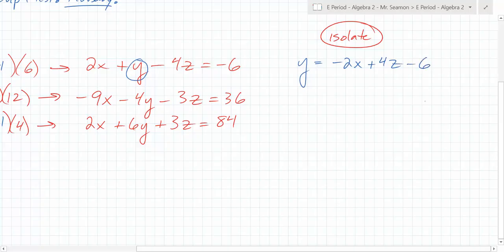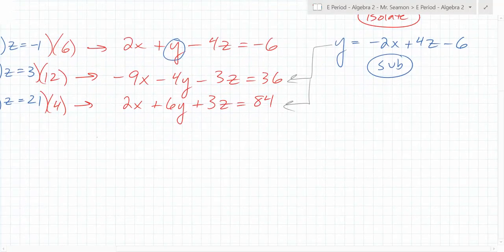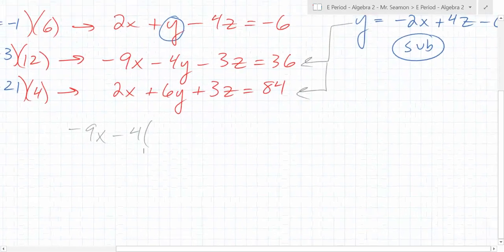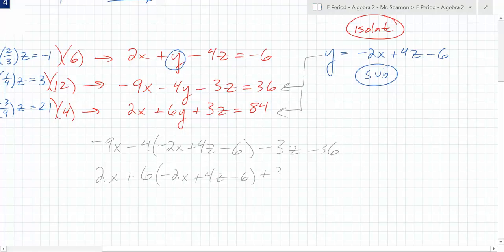What's the next word? Isolate and then substitute. So if we now substitute, where do we substitute this? The other two equations. And if we substitute into those two equations, it'll be negative 9x minus 4 but instead of y, what do we write? Negative 2x plus 4z minus 6 minus 3z equals 36. And then we end up with 2x plus 6 times negative 2x plus 4z minus 6 plus what?